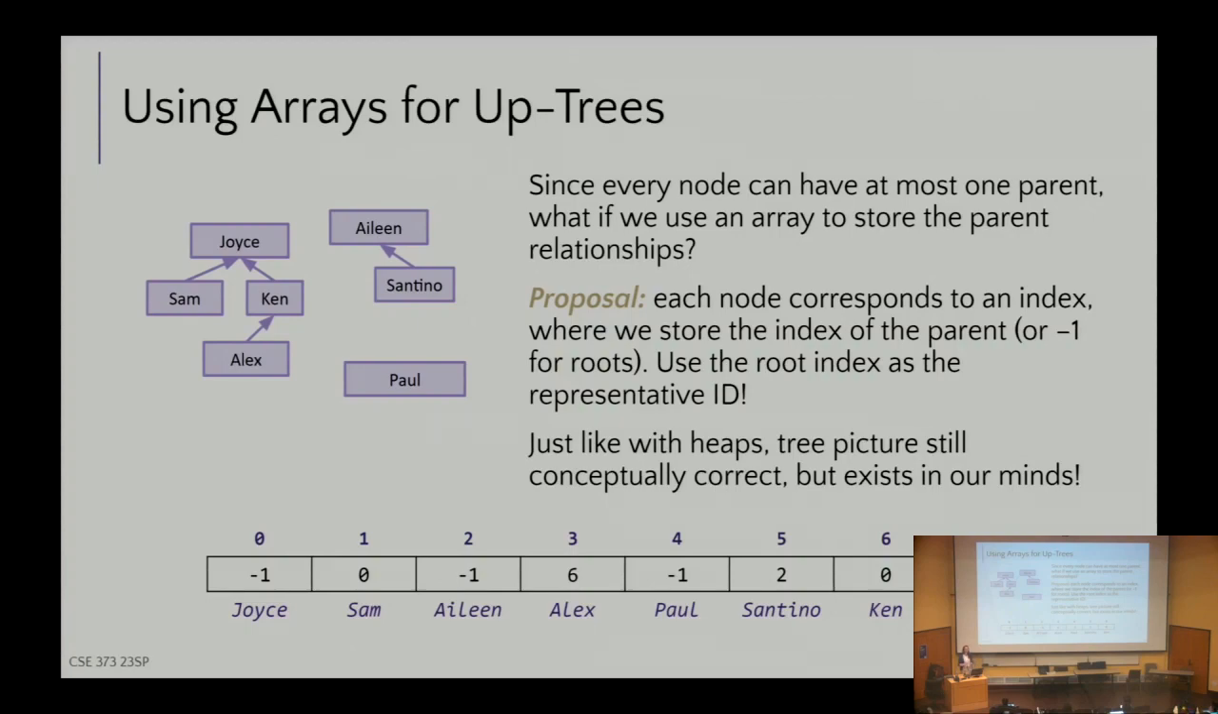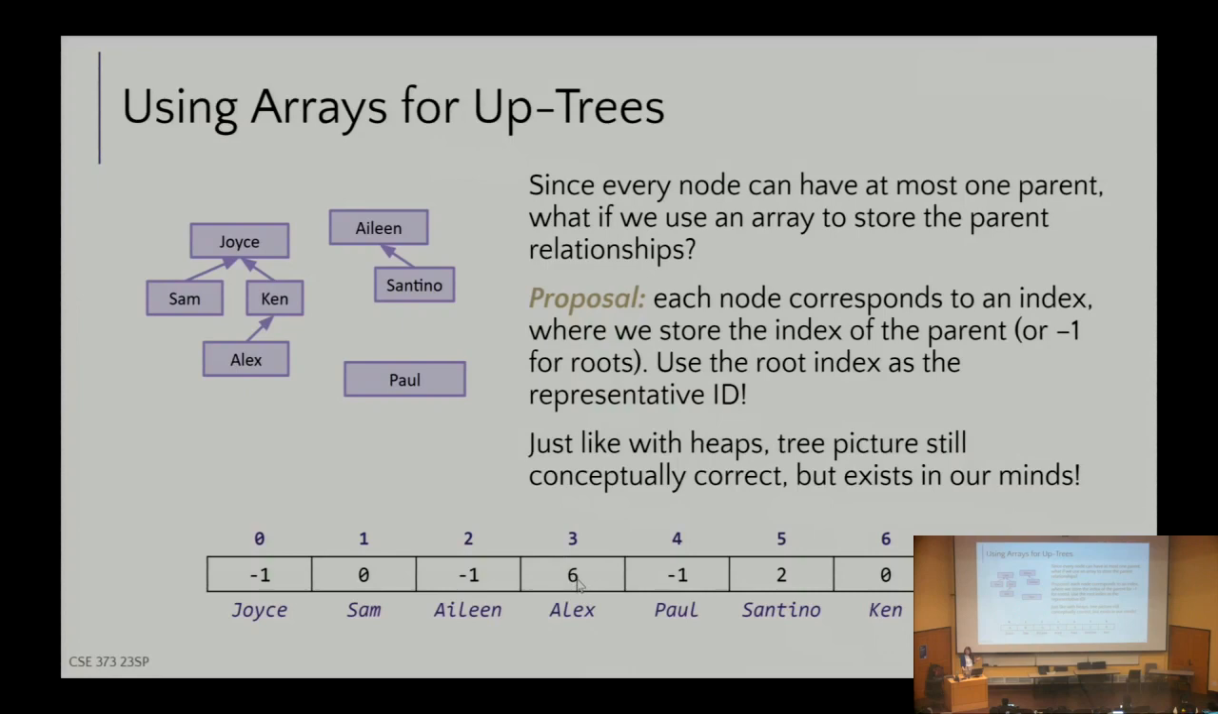We're going to use a negative value to indicate that those are overall roots. And then in everybody else's element, we're going to store the index of their parent. So Sam and Ken are direct children of Joyce. So if we look, Sam and Ken have 0 at their element, meaning Joyce is their parent. Alex's parent is Ken. Alex has a 6.